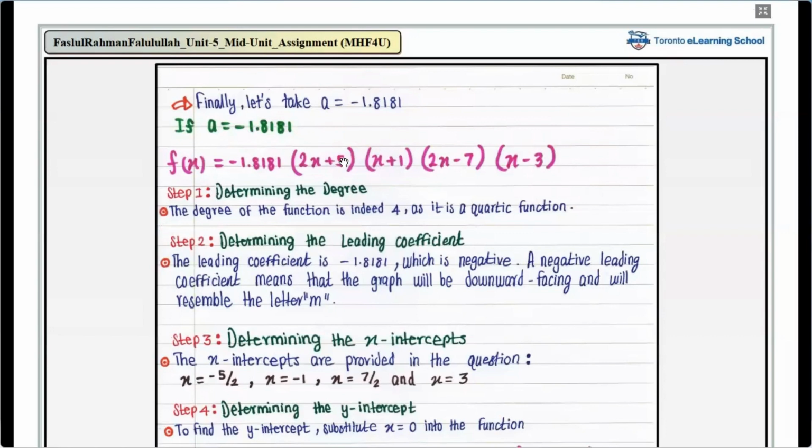Finally, let's take A equal to minus 1.8181. So if A equals minus 1.8181, f(x) equals minus 1.8181 (2x plus 5)(x plus 1)(2x minus 7)(x minus 3). Step 1, determining the degree. The degree of the function is indeed 4 as it is a quartic function.